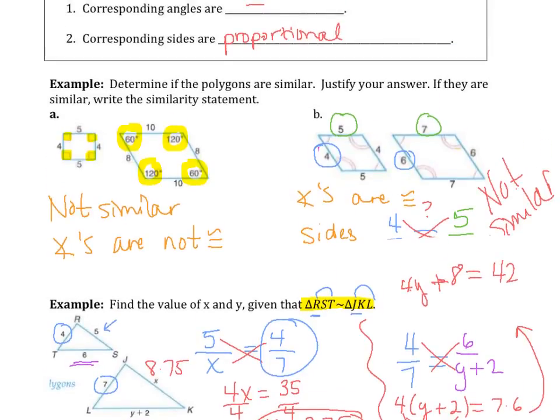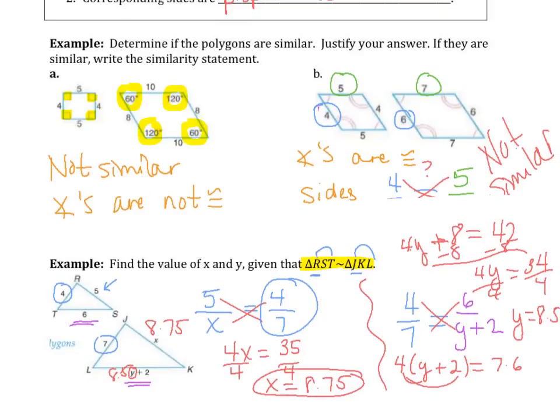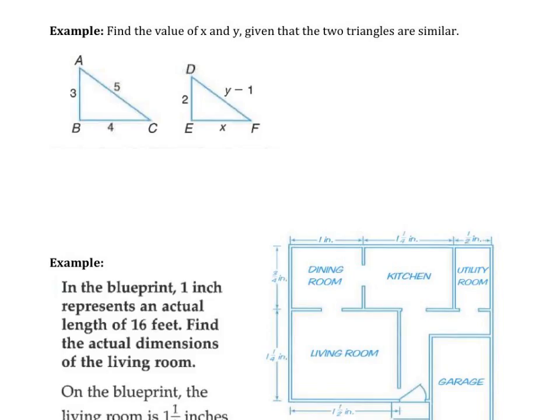Alright, solving for y. Subtract 8 from both sides, so I've got 4y is equal to 34. Divide both sides by 4, and I've got y is equal to, let's see here, 8.5. So this side here is 8.5, actually is for my y. So that's what we were asked to do, find the values for x and y. Alright, let's go to the next page here.